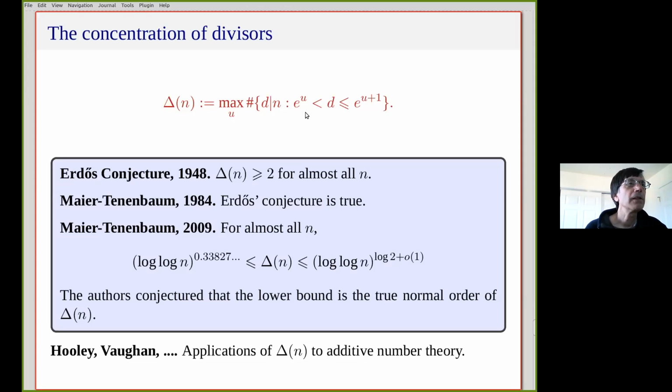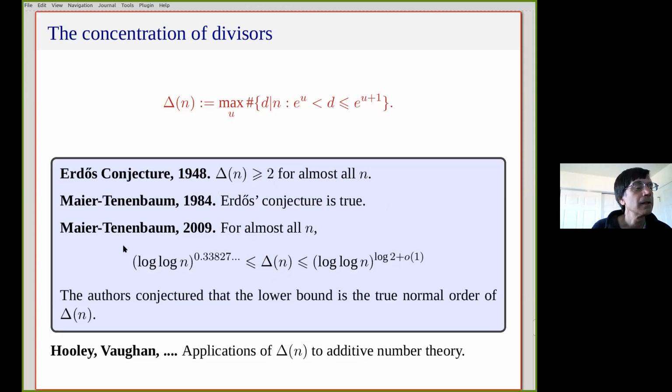A lot of the motivation for studying this came from an old conjecture of Erdős that stated that the delta function is at least 2 for almost all n. Of course, there are lots of numbers you can come up with for which this is not going to be 2, primes, for example. But if you take typical numbers n, that was the conjecture. It was proved in 1984 by Maier and Tenenbaum. And moreover, they showed in a later paper that for most n, the delta function is at least a power of the log function.